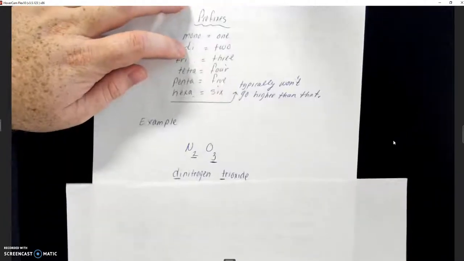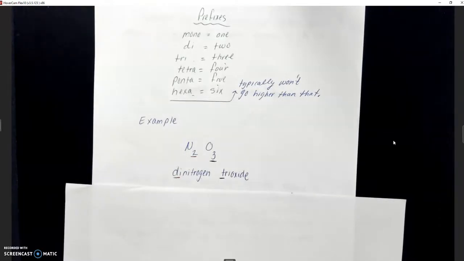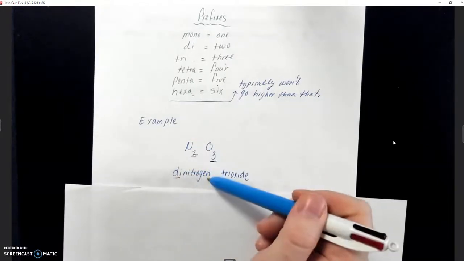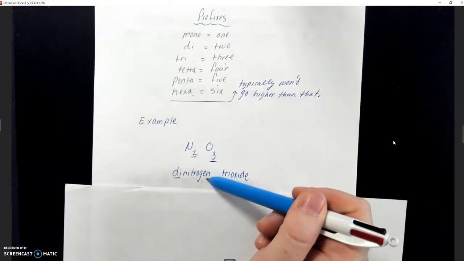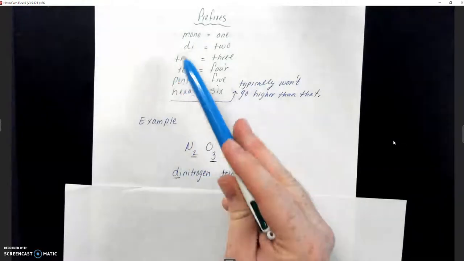Let's go over an example. Okay, here is N2O3, and we call that dinitrogen trioxide. Why is it dinitrogen? Well, for one, it's nitrogen. That's pretty obvious. And there are 2 of them there, so it gets the prefix di, based on the subscript up here.